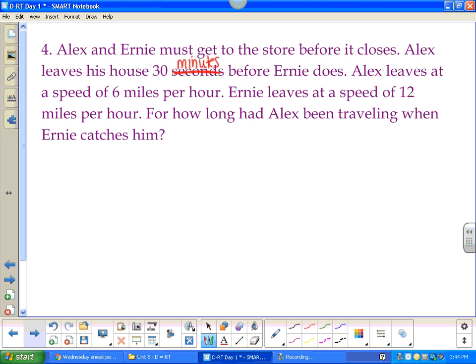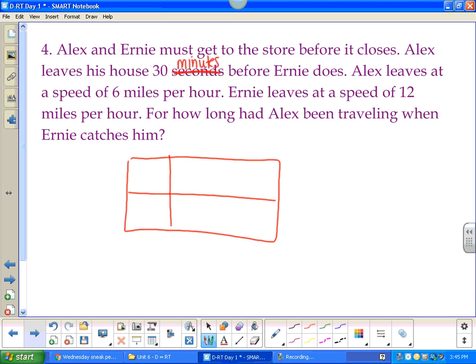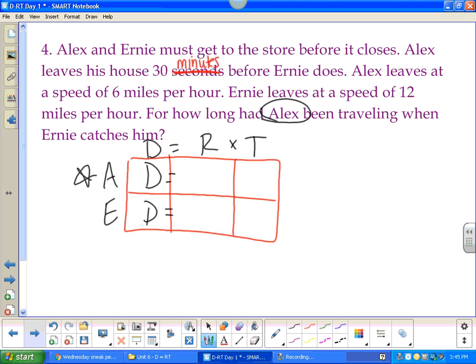Okay, so there's a problem here. My speed is in miles per hour. But Alex leaves his house 30 minutes before Ernie does. I can't have minutes and hours in the same problem. So when I set this up, it's going to start out looking very normal. And I have Alex and Ernie. And it wants Alex. So let's talk about their rate. Alex goes 6 miles an hour. Ernie goes 12 miles an hour.